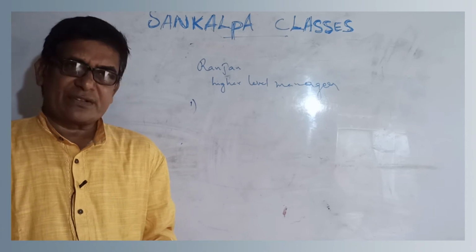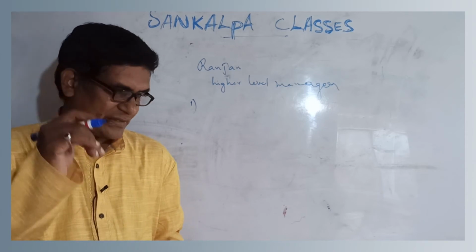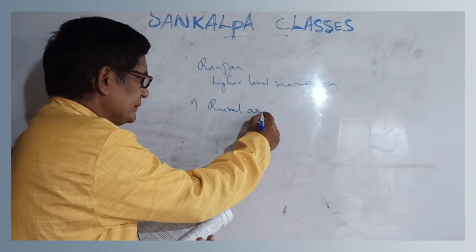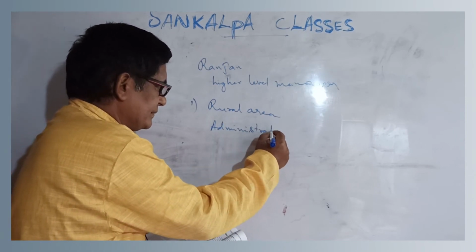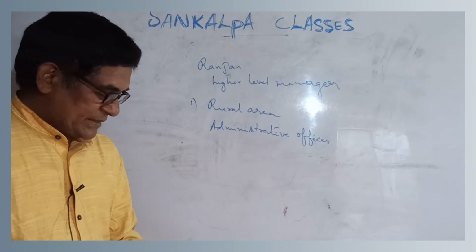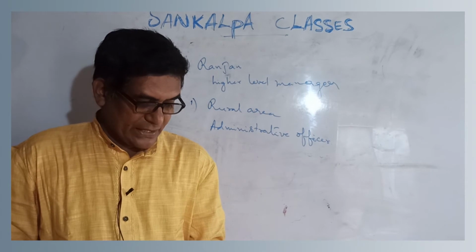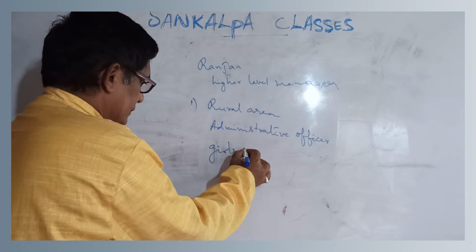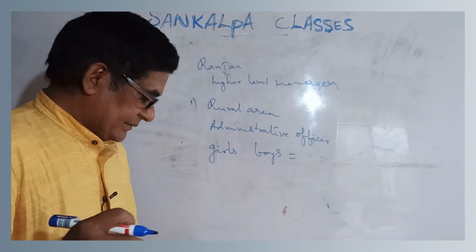And I will give you an illustration, a second illustration. You have been posted in a rural area as an administrative officer, alright? In a rural area, in a village, and your post is administrative officer. What happens there? You learn that the ratio of girls to boys in that particular village is very low. Girls to boys is less.